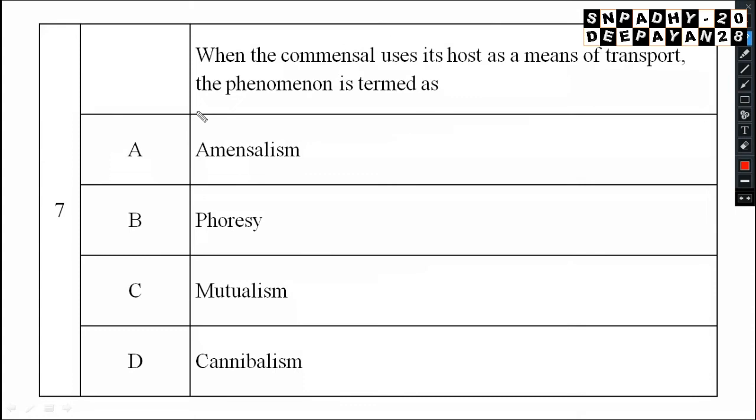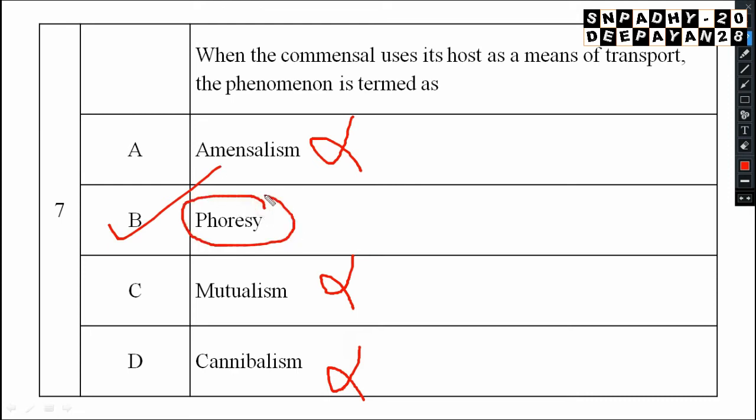Coming to the next question, when the commensal uses its host as a means of transport, the phenomenon is known as, not amensalism. Yes or no? Mutualism is not the answer. Cannibalism is again not the answer. So the answer is phoresy. Phoresy is part of commensalism, but when it is used as a means of transportation.